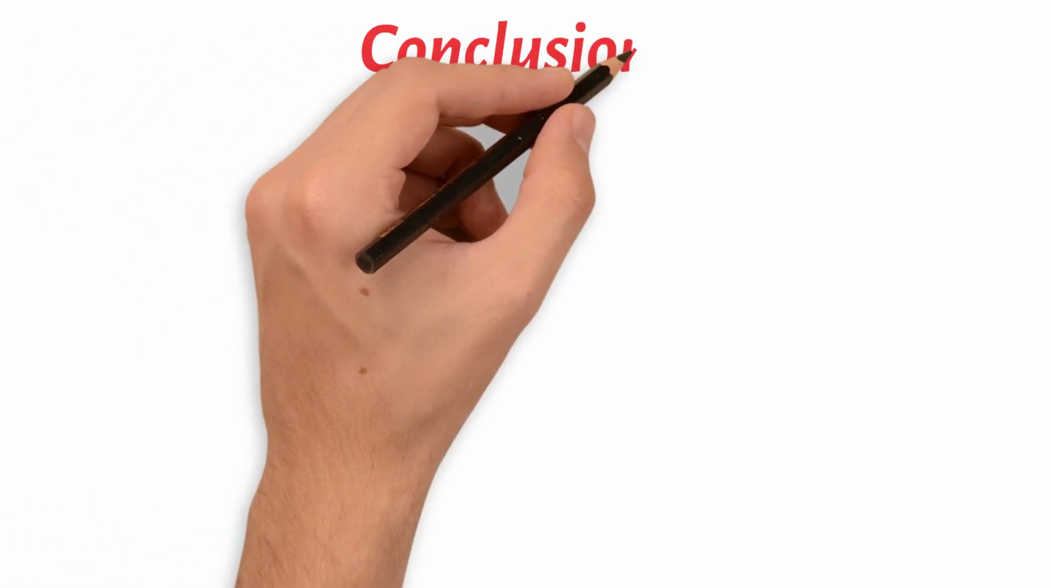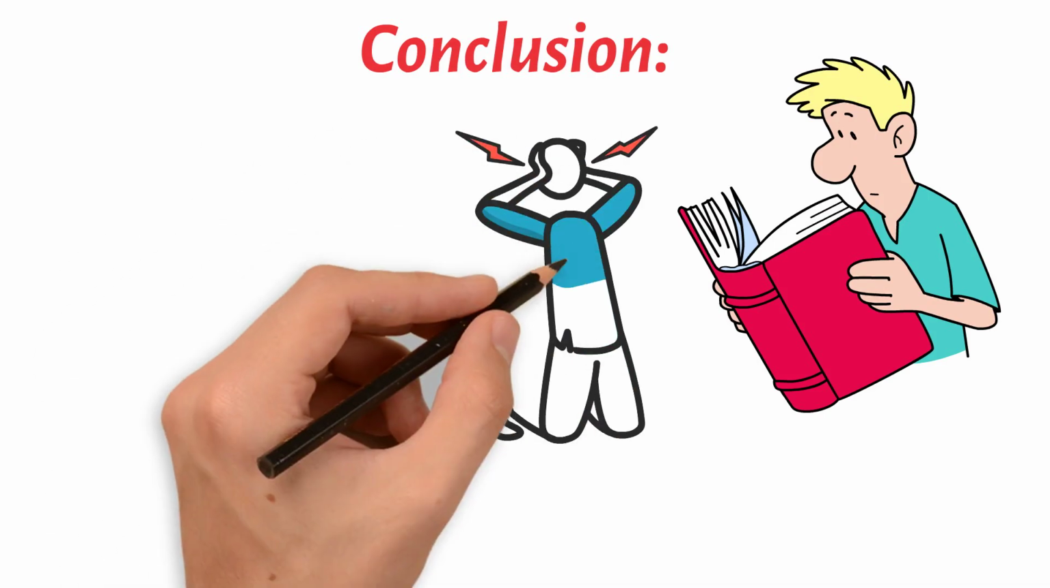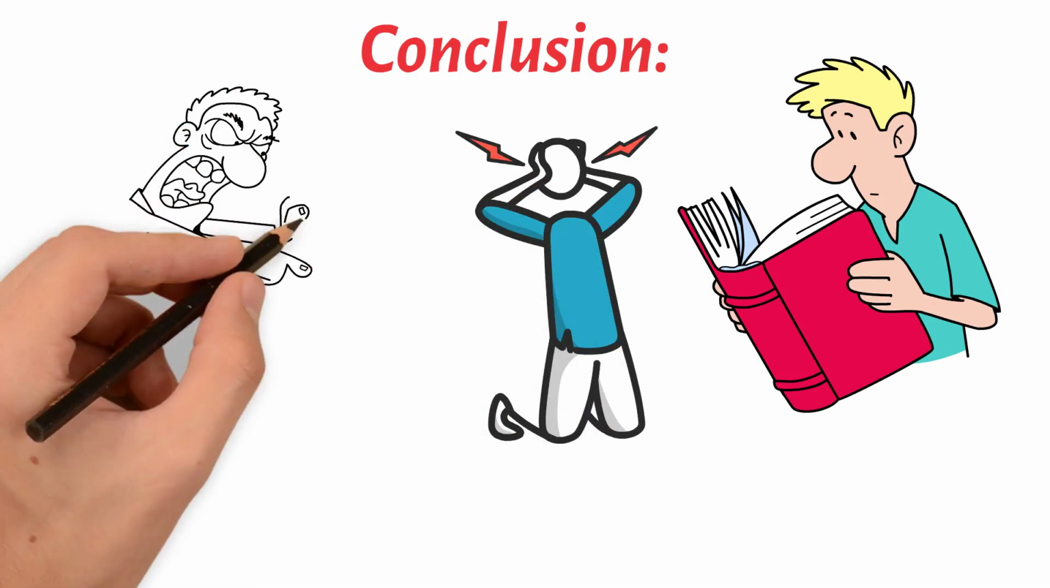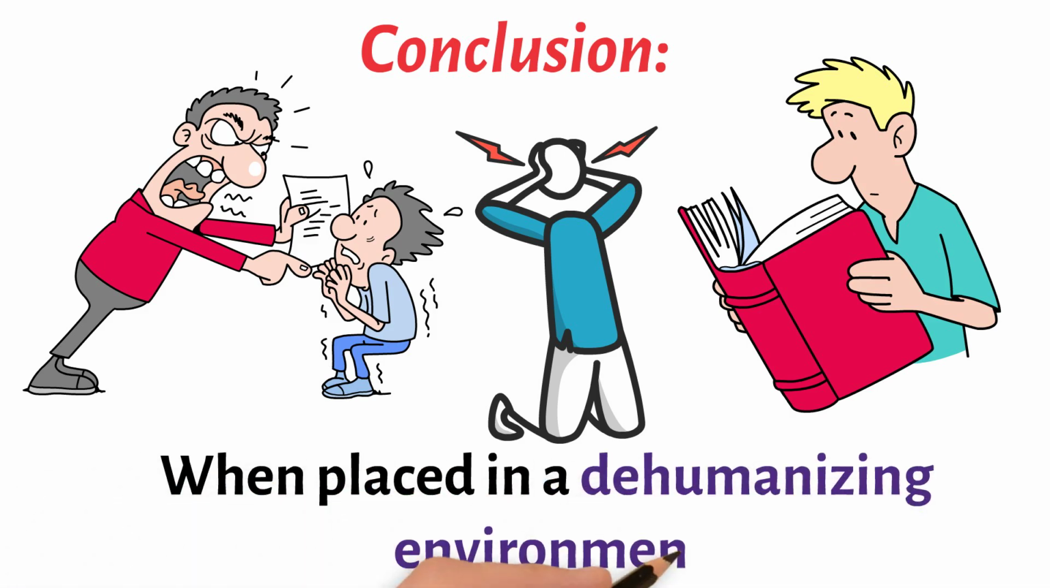Conclusion. The study demonstrated the power of situational factors and social roles in shaping behavior. Ordinary people can conform to roles of authority or submission when placed in a dehumanizing environment.